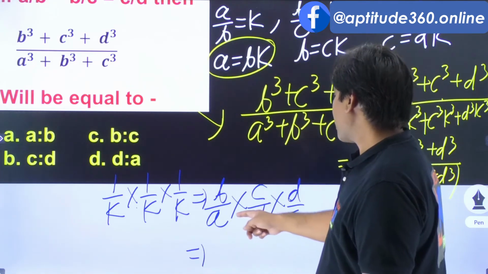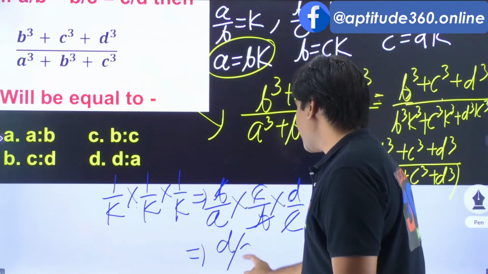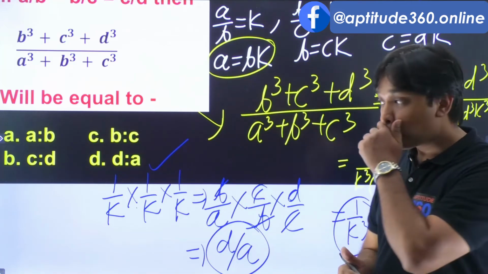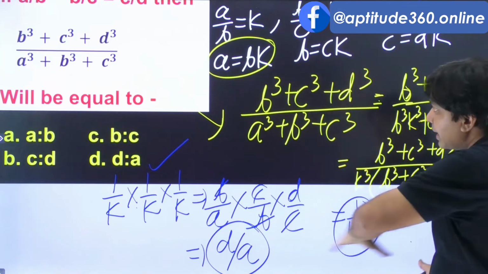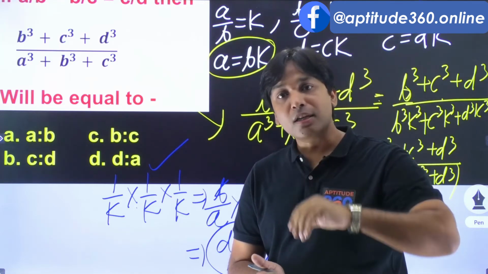यहां से कैंसिल क्या हो गया? b and b कैंसिल, c and c कैंसिल. What are we left with? d by a. एक तो ये आंसर हो गया, d by a हमारे पास में आ गया. But ये लंबा तरीका है, अब इतना लंबा तरीका तो आप प्रॉब्लम लगाता नहीं है, एग्जाम में पेशेंस इतना नहीं है आपके पास में.